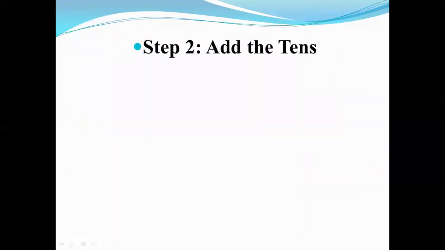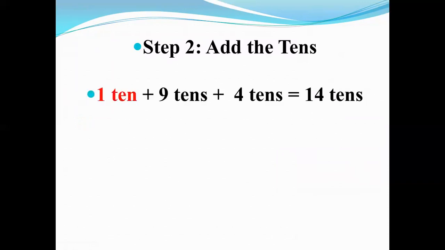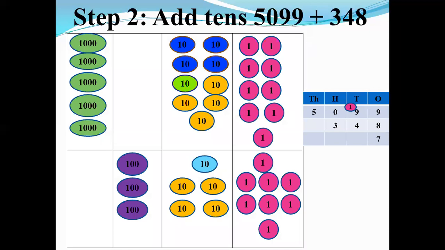Step 2. Add the tens. We have carried 1 ten. So 1 ten plus 9 tens plus 4 tens. Altogether they are making 14 tens. We will regroup 14 tens into 1 hundred and 4 tens. With the help of the number disk, we will regroup it. So these 10 tens are making 100. So it will go to the hundreds side and we will carry forward 1 hundred to the hundreds column.